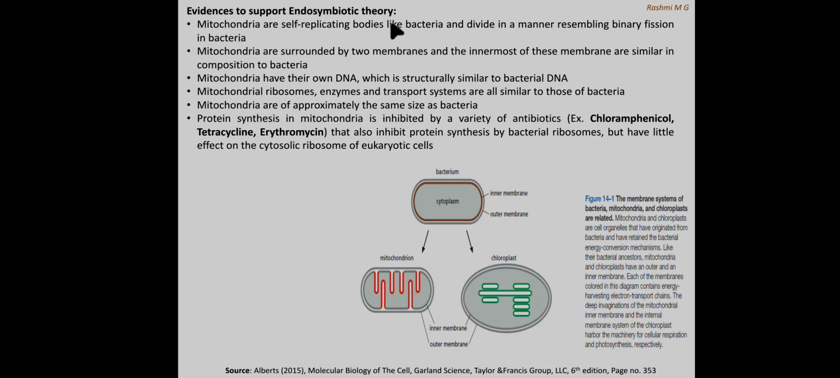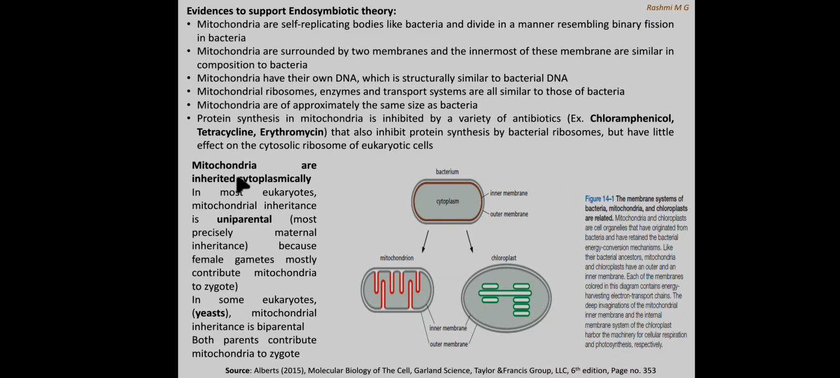Evidence to support the endosymbiotic theory is, one, binary fission, and second, it is a self-replicating body, and it has its own DNA, and it has protein synthesis. The protein synthesis in mitochondria is inhibited by a variety of antibiotics, which gives the hint of similarity with bacteria, and mitochondria are approximately the same size. And mitochondria are inherited cytoplasmically. The majority have uniparental inheritance, where female gametes mostly contribute mitochondria. In some eukaryotes, both parents contribute mitochondria to the zygote.